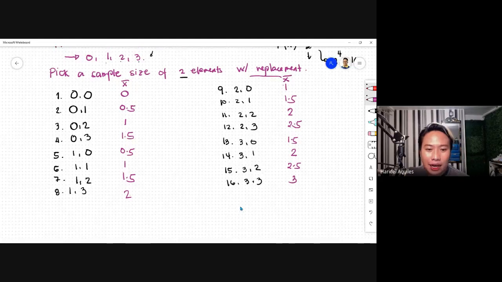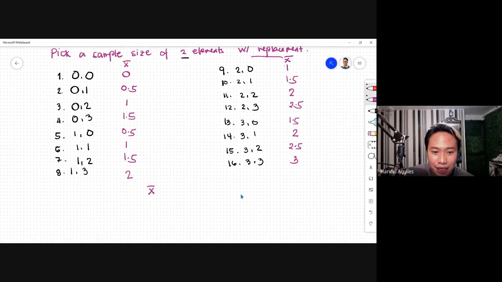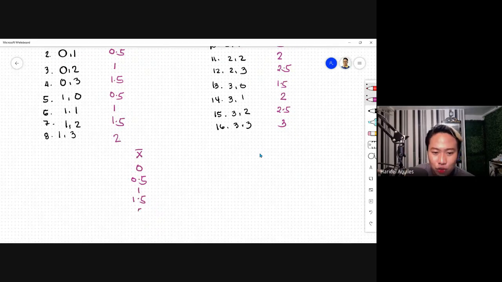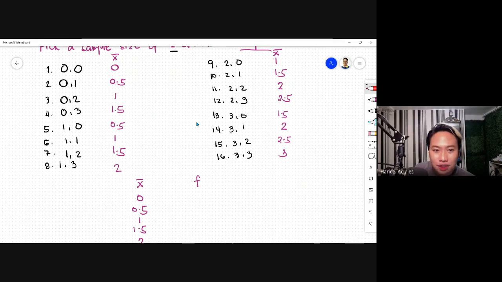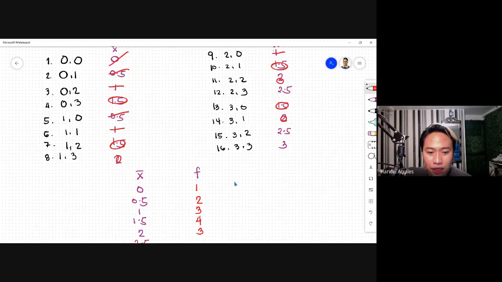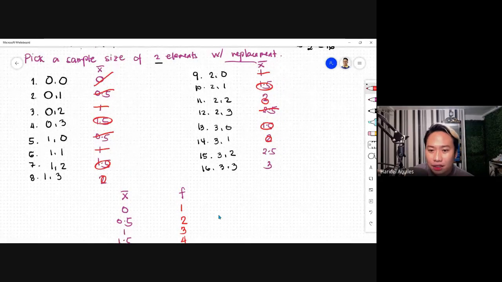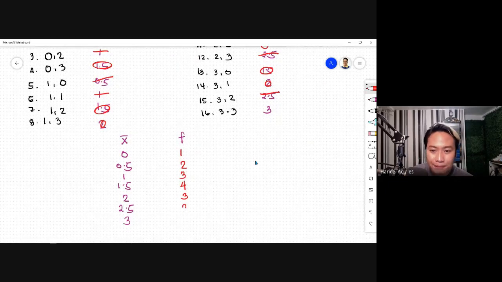So, I'm gonna take this one here. Sample means. Now, I'm gonna take the frequencies. I have the means of 0, 0.5, 1, 1.5, 2, 2.5, and 3. How many 0? I only have one 0. How many 0.5? 1, 2, just 2. How many 1? 1, 2, 3. Three 1s. How many 1.5? 1, 2, 3, 4. I have four 1.5s. How many 2? 1, 2, 3. I have 3. How many 2.5? One, two, just two. And how many 3? I only have 1.